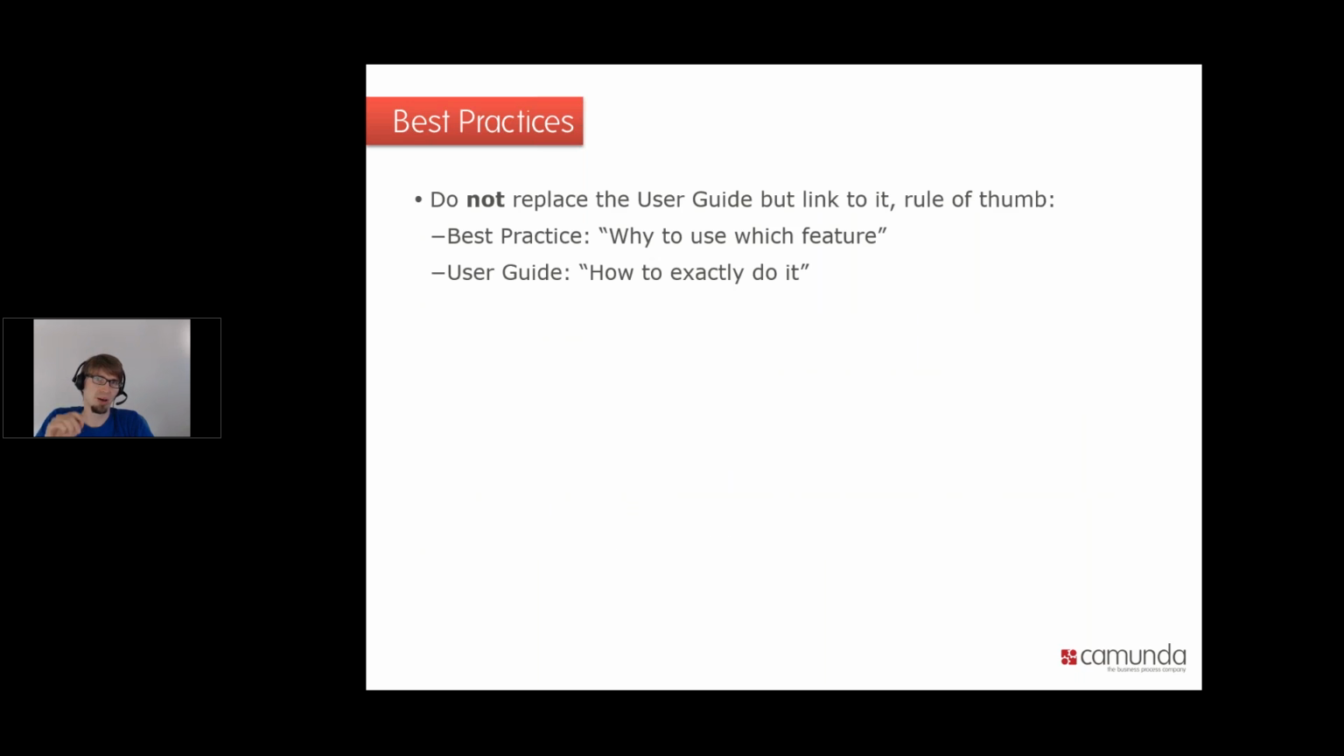And one important aspect is that the best practices shall not replace the user guide in any way. So the user guide still explains the feature. So how do you exactly do it? But the best practices normally guide you the way to the right features. So why should you use the feature? Which of the alternatives you should use, and what are the drawbacks and these kinds of things. And then normally we link to the user guide. So I'll show you an example in a minute.